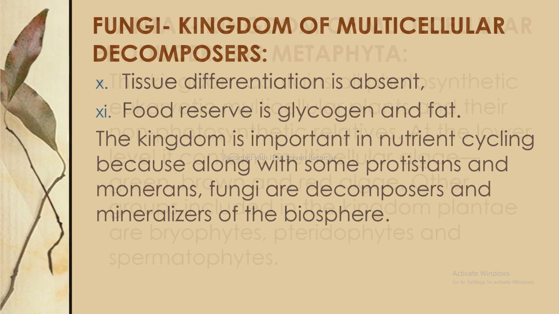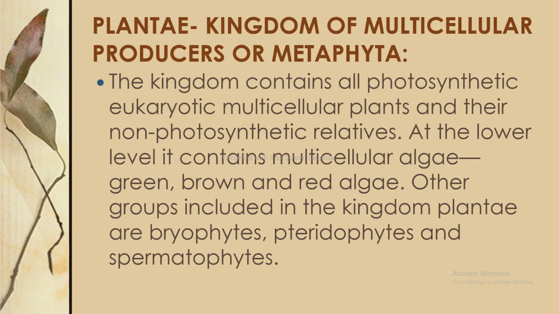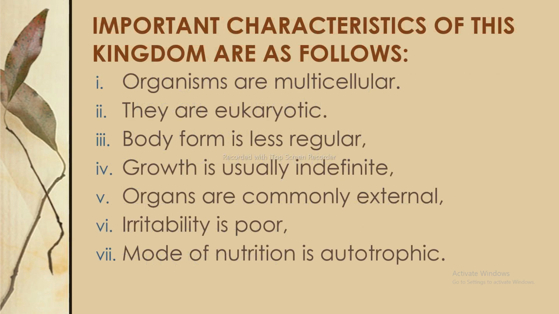of this biosphere. So next is the kingdom Plantae, kingdom of multicellular producers or metaphyta. The kingdom contains all photosynthetic eukaryotic multicellular plants and their non-photosynthetic relatives. On the lower level it contains multicellular algae, brown and red algae. So the other groups included in the kingdom Plantae are bryophytes, pteridophytes and spermatophytes. Important characteristics of this kingdom are as follow.